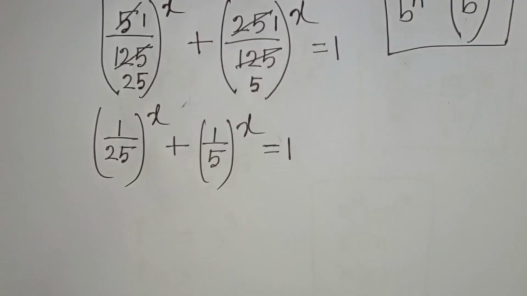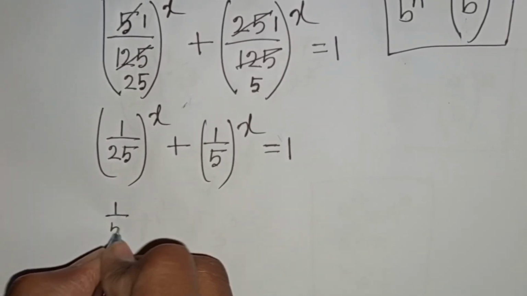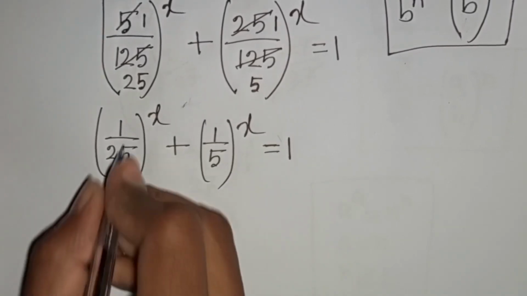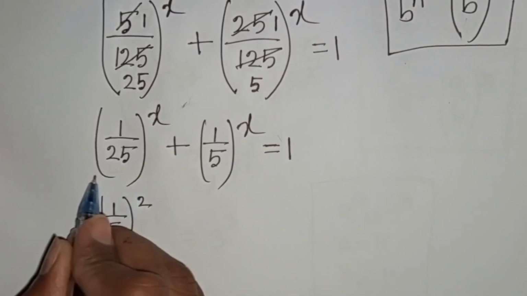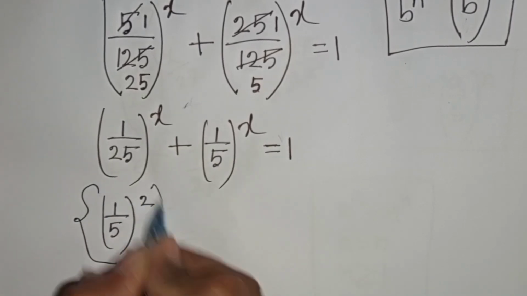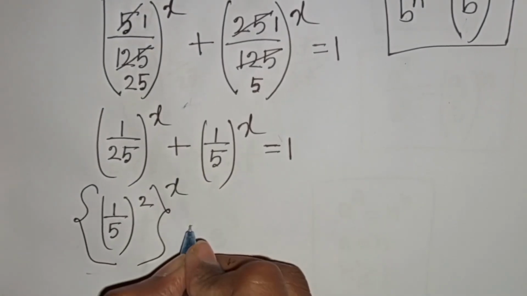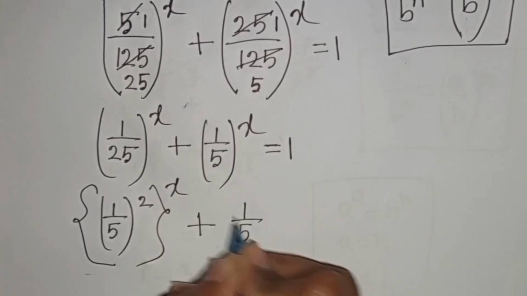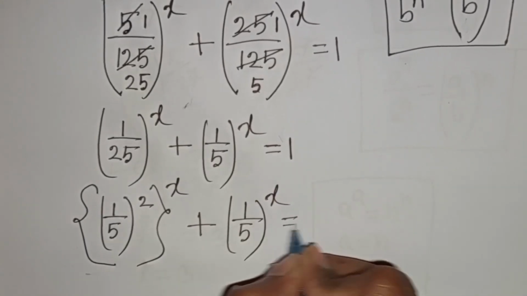Now 1 by 25 can be written as 1 by 5 bracket power 2. 1 over 5 square is the same as 25. Then this first bracket can be written as second bracket, then power of x, plus 1 by 5 bracket power x is equal to 1.